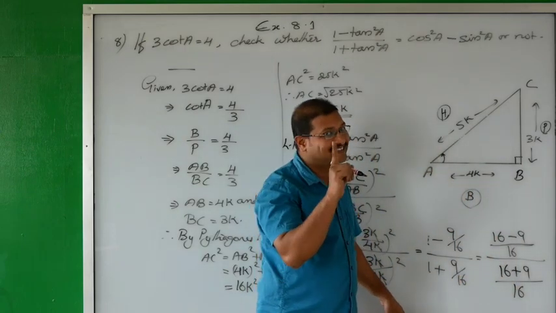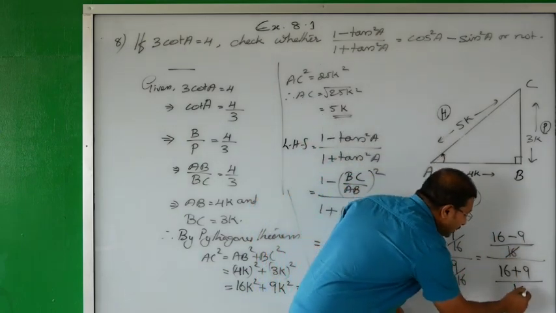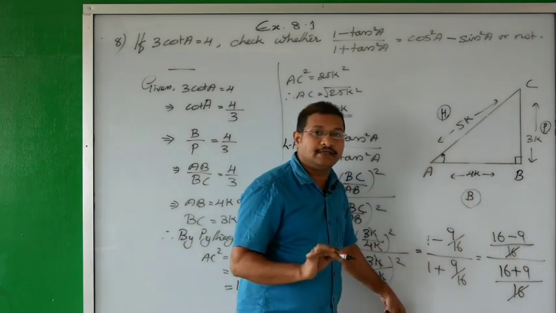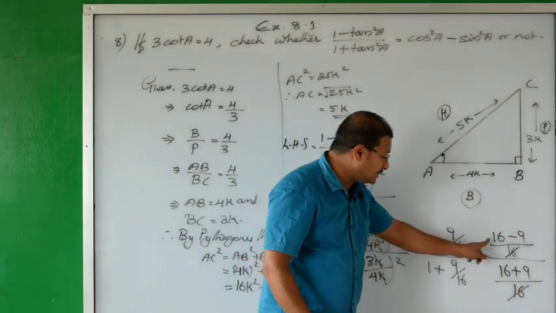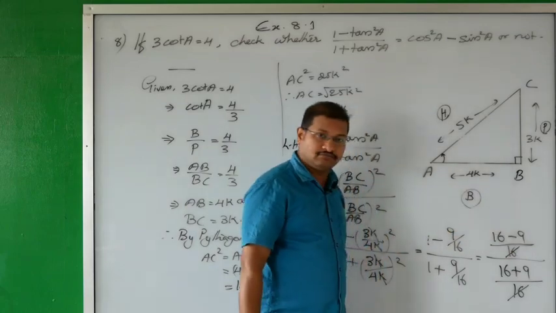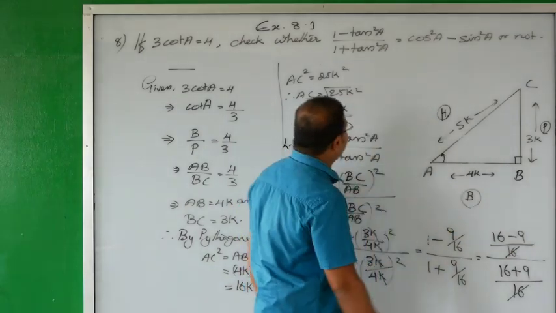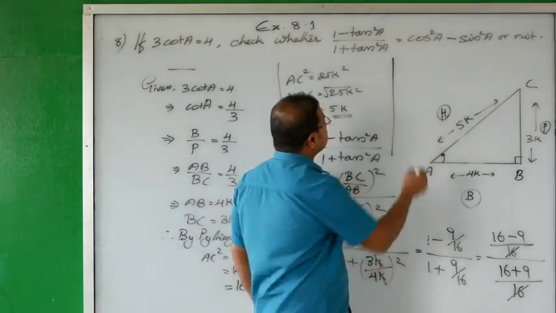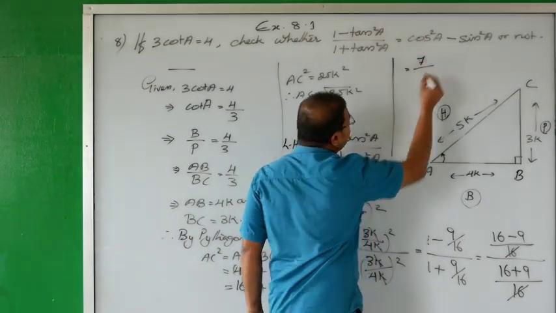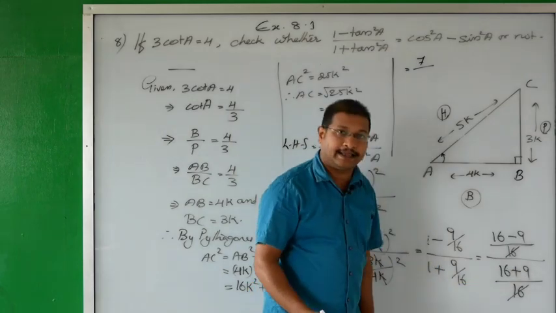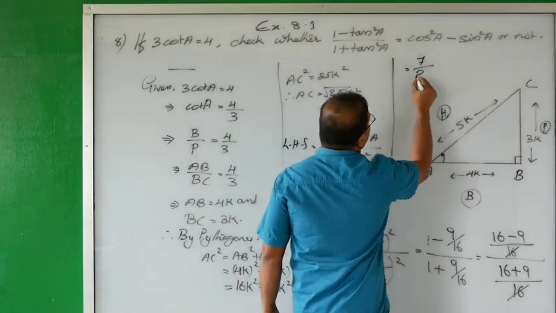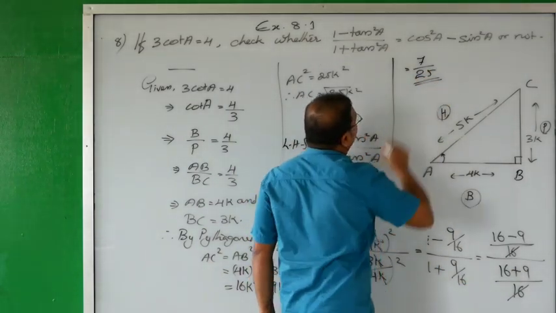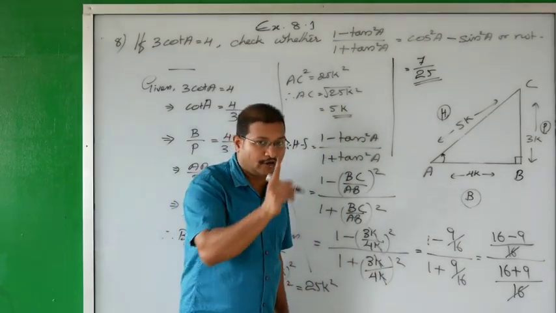Now what you'll do? Both numerator and denominator, 16, 16 will cancel. Balance is 16 minus 9 over 16 plus 9. 16 minus 9 means what is that? Yes, 7. 7 by 16 plus 9, 25. So we got the LHS now, 7 by 25.